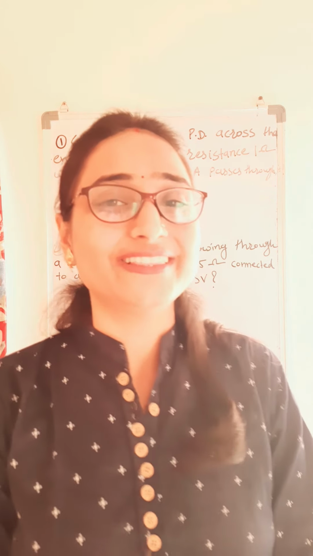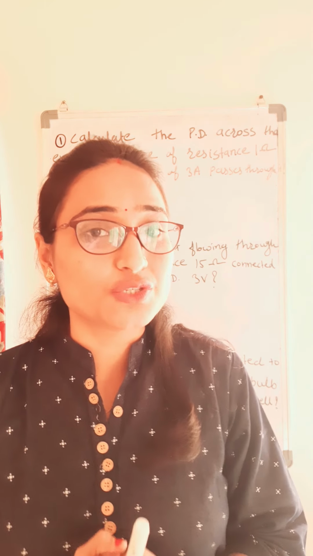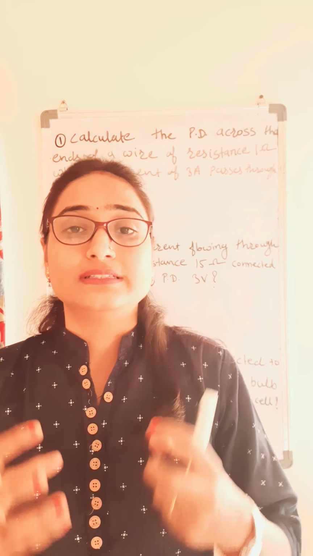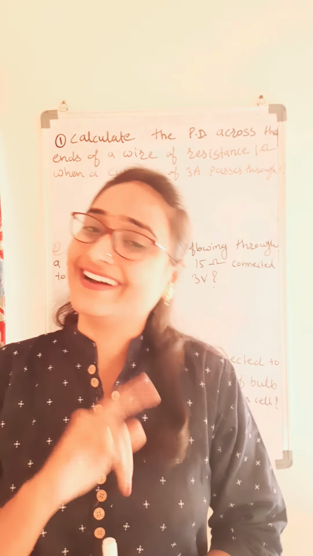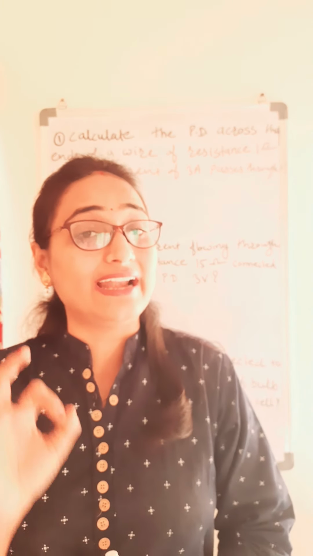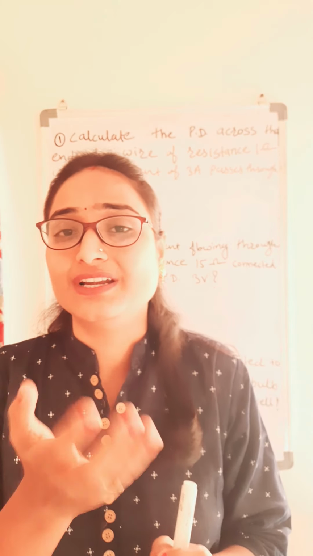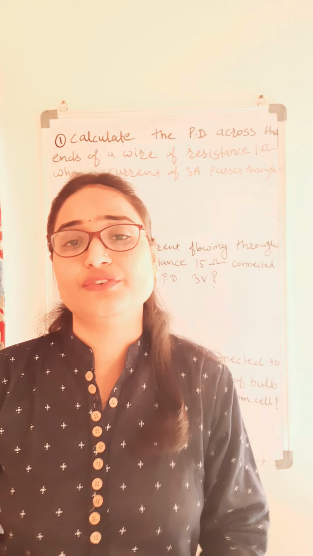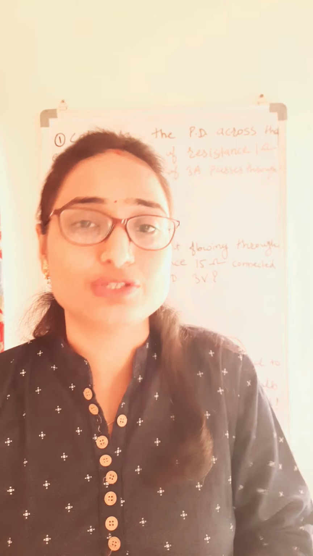So here I come with numericals on Ohm's law and potential difference. In the previous videos we learned what is Ohm's law. The Ohm's law states that the potential difference across the ends of the conductor is directly proportional to the current flowing through that conductor at a constant temperature. If we increase the potential difference, current will also increase. If you decrease the potential difference, current will also decrease.